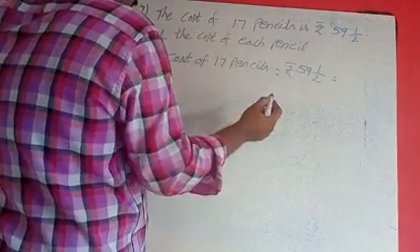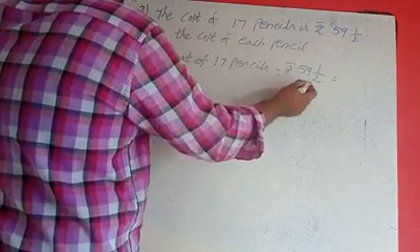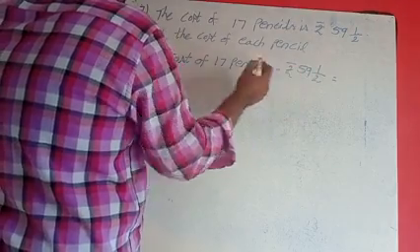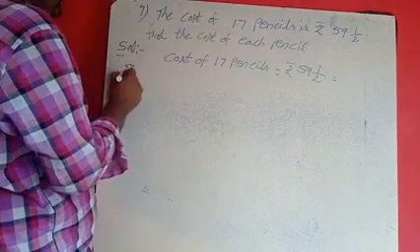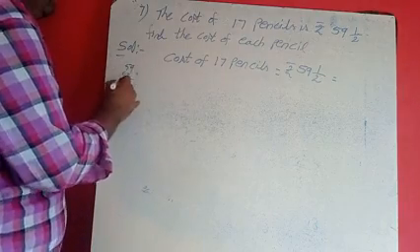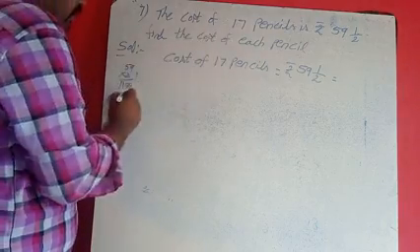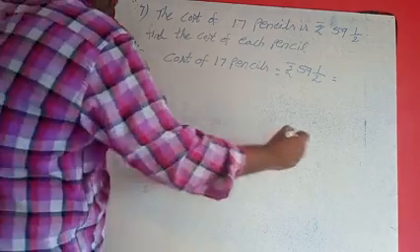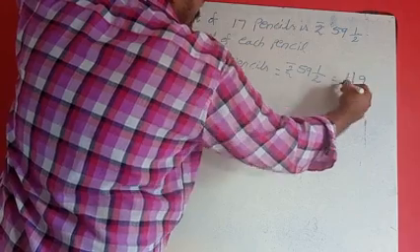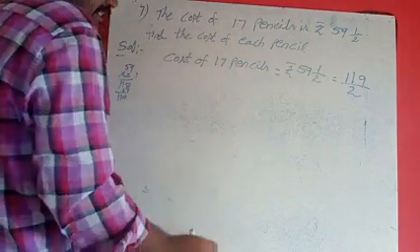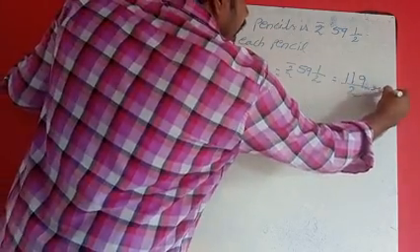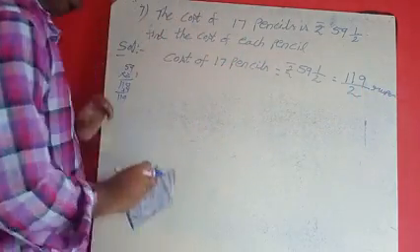59 into 2: 9 twos are 18, 5 twos are 10, plus 1, so 119. So I am writing 119 by 2 rupees. It is changed like that.